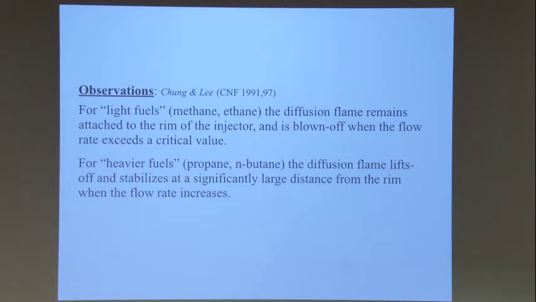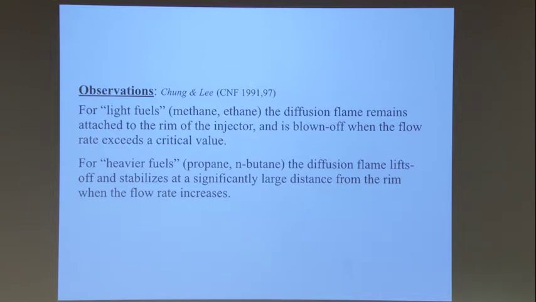Now the observation that I want to explain are shown by the experiment of Chung and Lee, and they found that for light fuel like methane, ethane, the diffusion flame remains more or less attached to the rim, at least as you can observe, and is blown off when you increase the flow rate above a critical value. For the heavier fuel, like propane and butane, the diffusion flame lifts off, stabilizes at a significant distance from the rim, and will be blown off only if the flow rate is sufficiently large.